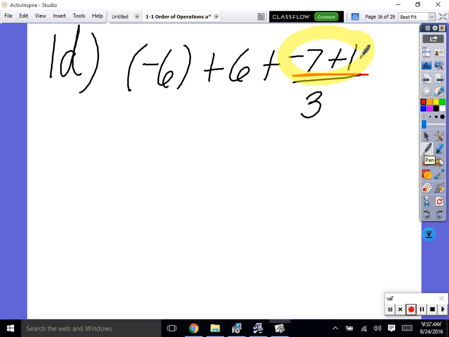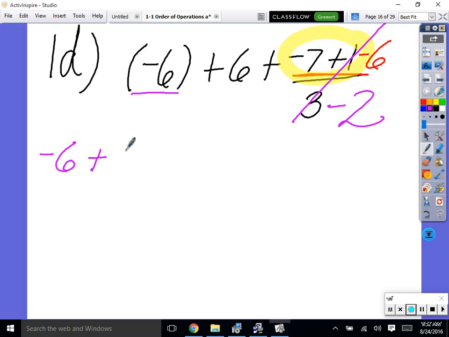So what's negative 7 plus 1? Negative 6, right? What's negative 6 divided by 3? Negative 2. So this became negative 2. Does everybody understand that? So are we adding negative 2? Does everybody understand why? We have a negative 6 with parentheses, nothing to simplify, so we just write negative 6. We're adding 6. Then we're adding negative 2.